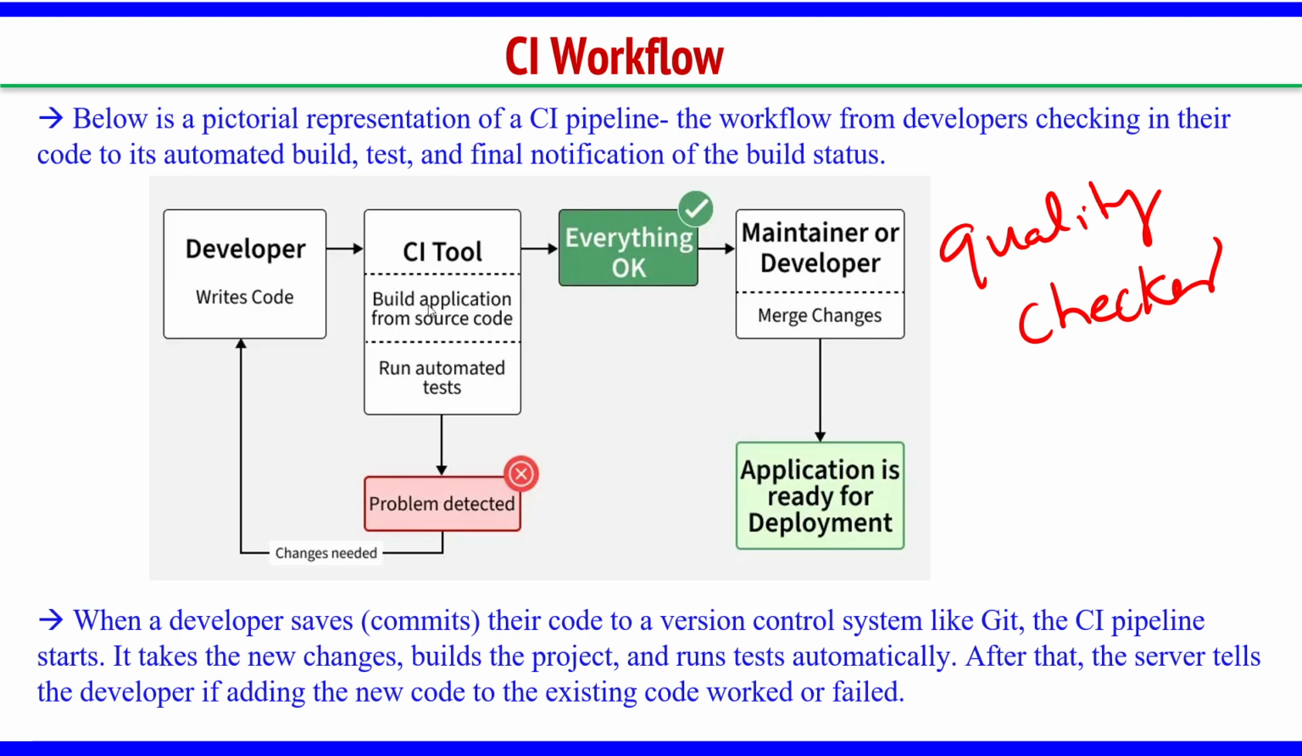Okay. So, that is the purpose of this CI part, continuous integration. When a developer commits their code to a version control system like Git, the CI pipeline starts. Once you commit the code, the CI pipeline starts. It takes the new changes from the staging environment, builds the project and runs tests automatically. After that, the server tells the developer if adding the new code to the existing code worked or failed.